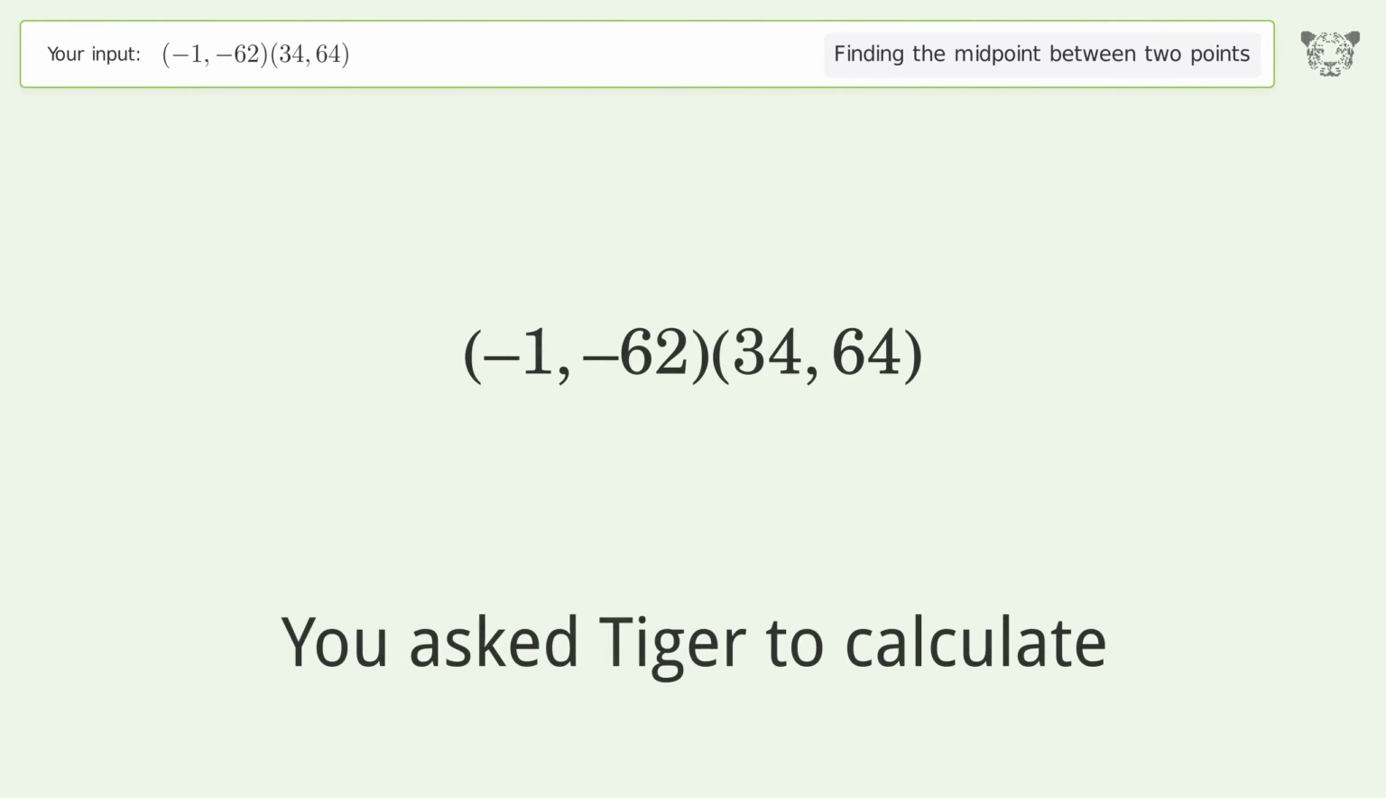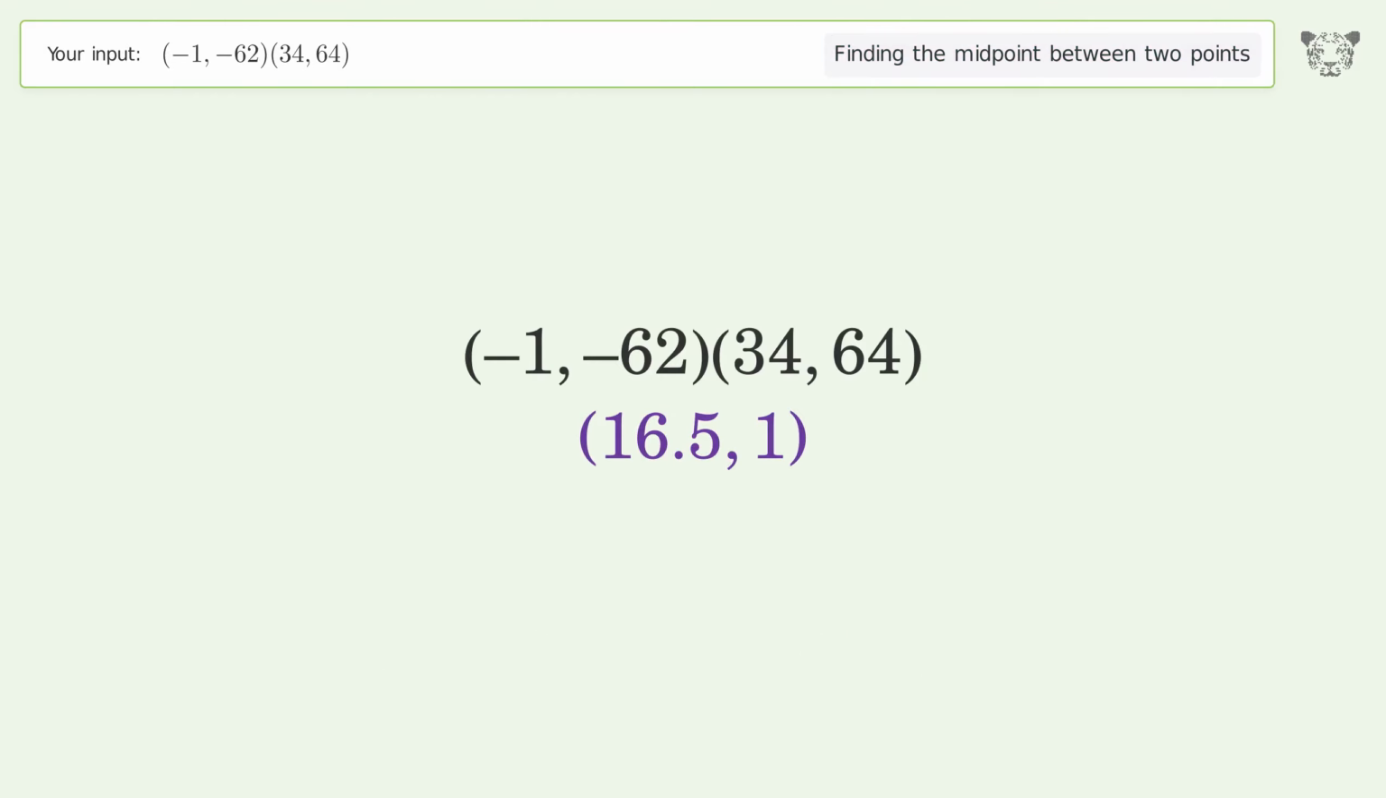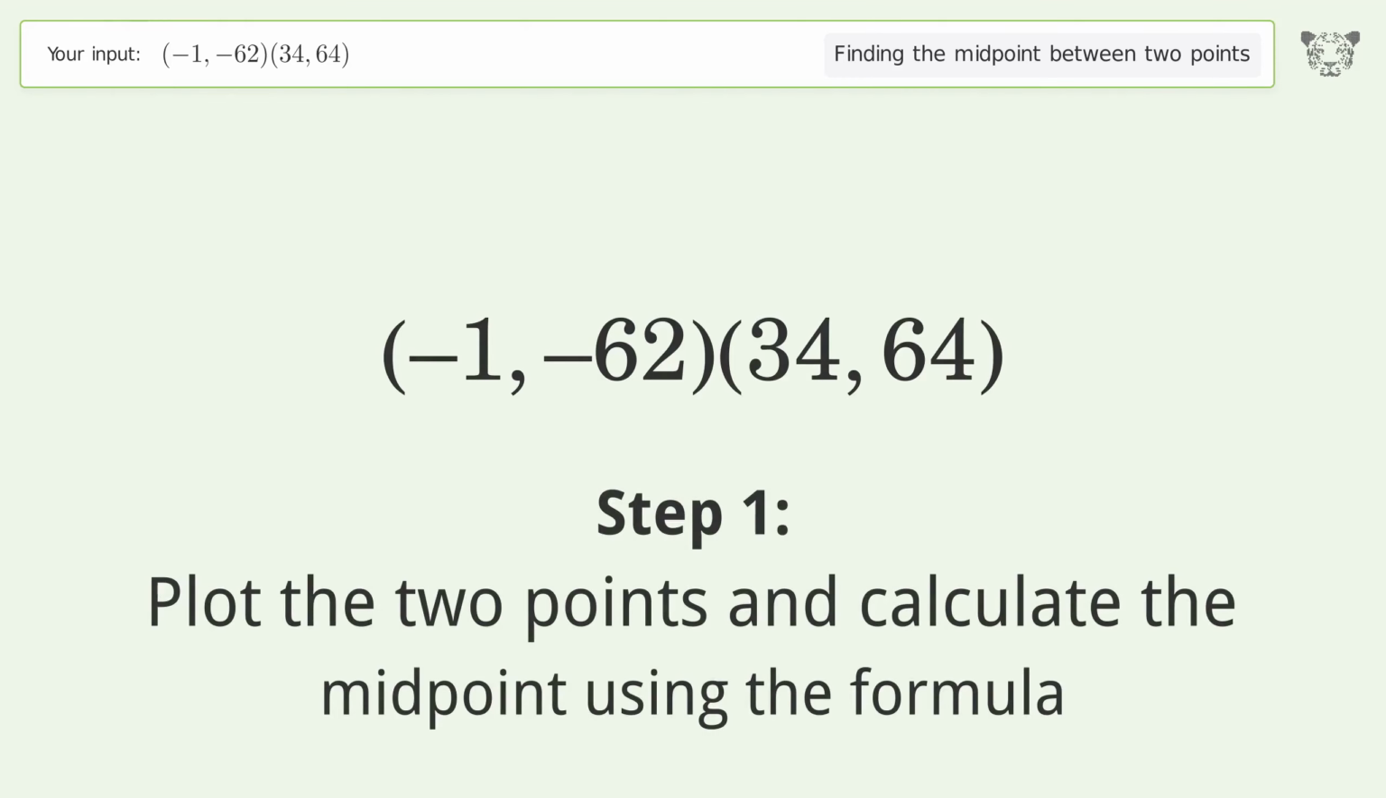You ask Tiger to calculate. This deals with finding the midpoint between 2 points. The midpoint between the 2 points is (16.5, 1). Let's solve it step by step. Plot the 2 points and calculate the midpoint using the formula.